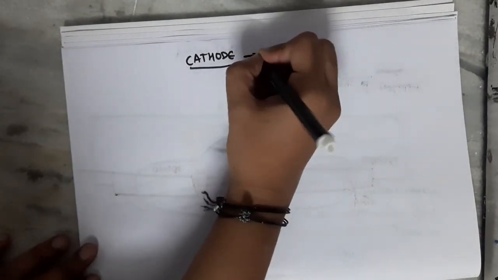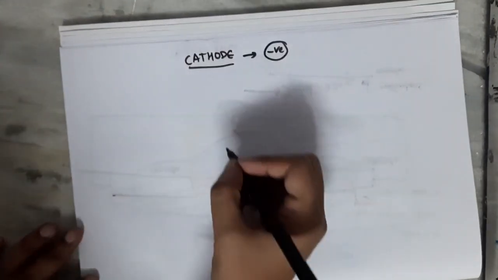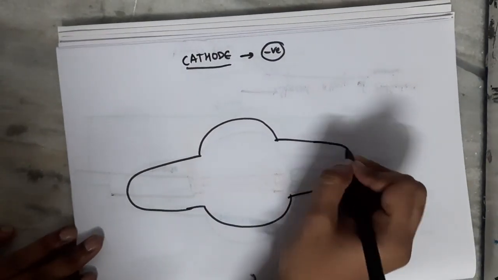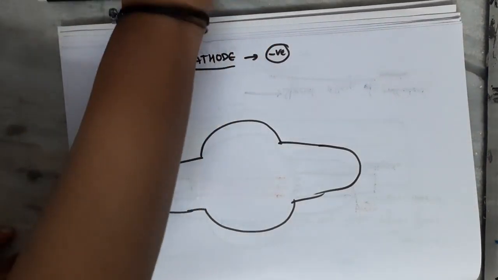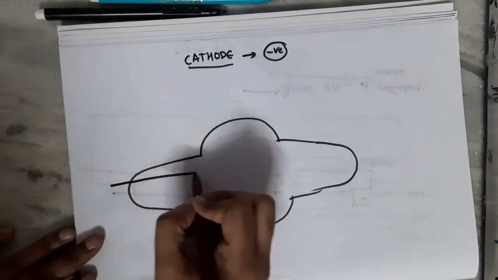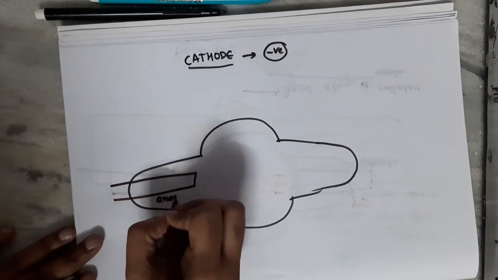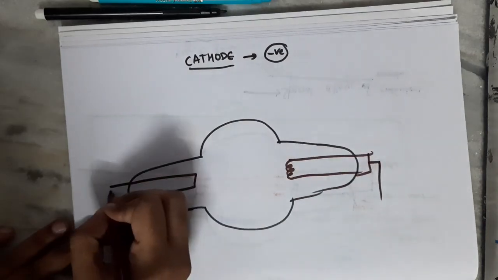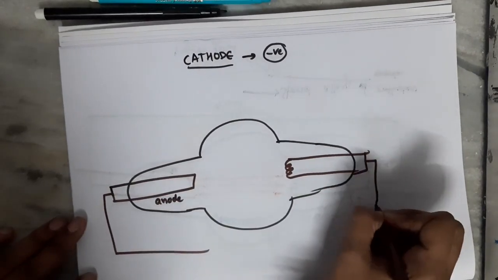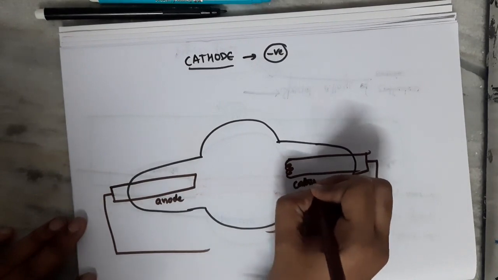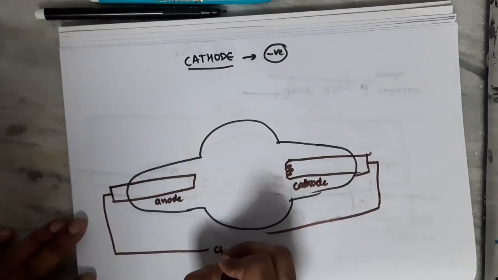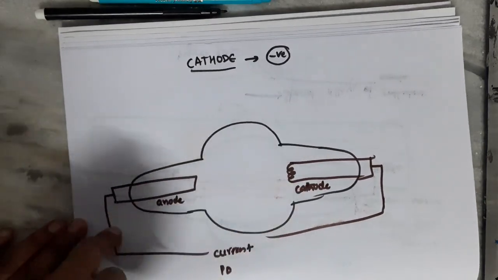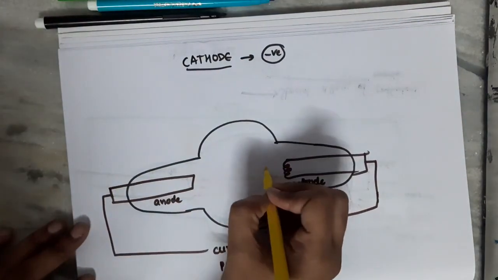First, what is the cathode? The cathode is the negative terminal of an X-ray tube. We have already said that an X-ray tube is actually a glass envelope, and in the glass envelope there is an anode and a cathode. Whenever a high potential difference and current are passed through the cathode and anode, electrons are released from the cathode.